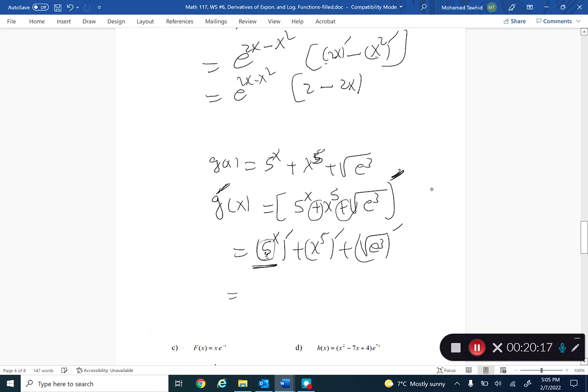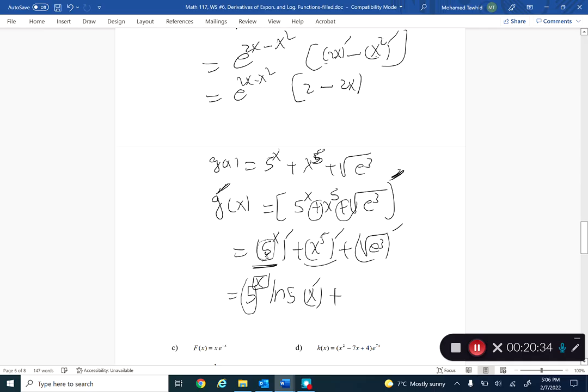So the way to get the derivative of any exponential is exactly the same. What is your base? Your base is 5. Then it will be ln b. What is b? 5. And then I have to take the derivative of the exponent. What is my exponent? x.